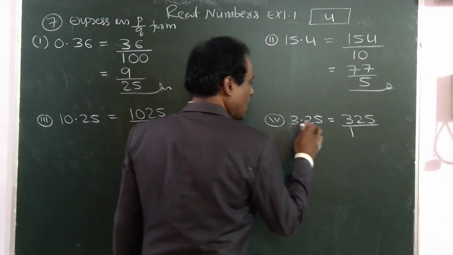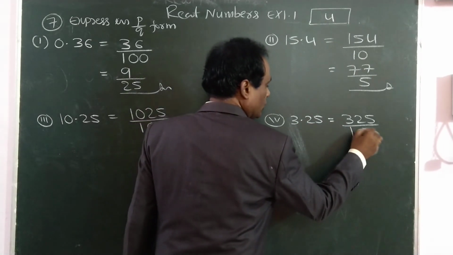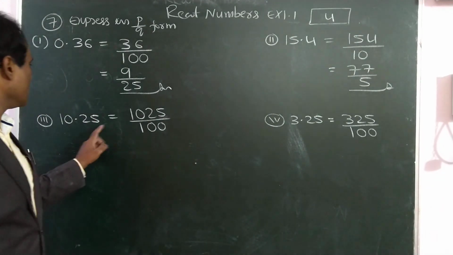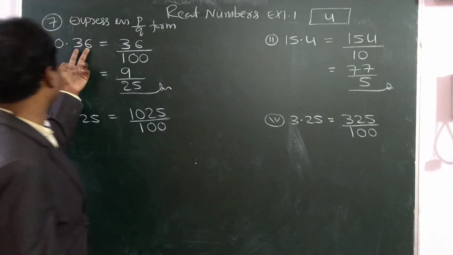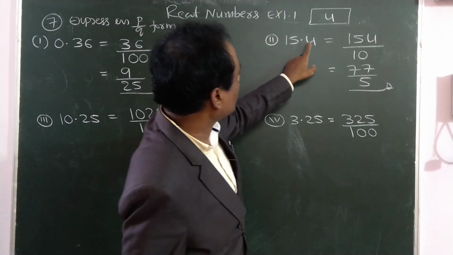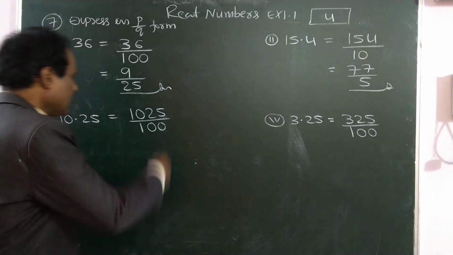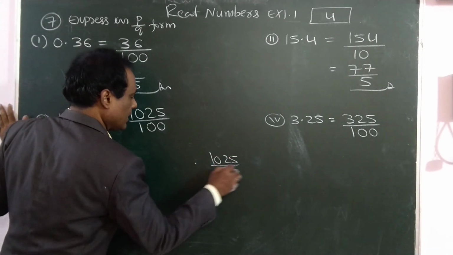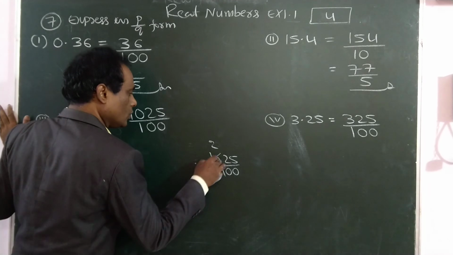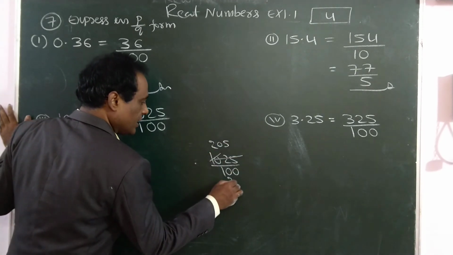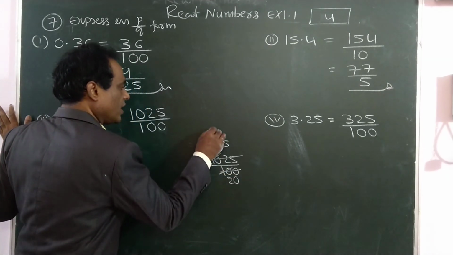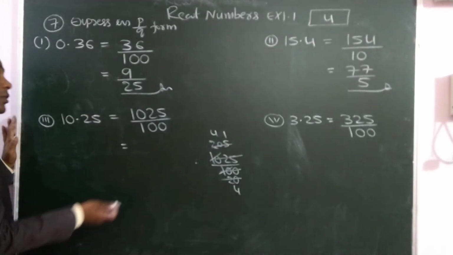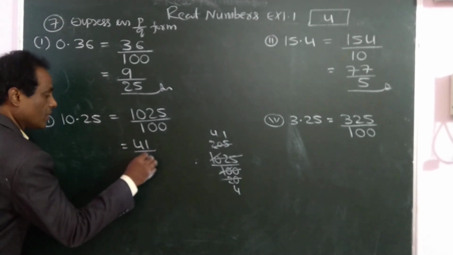325 by 1, after the decimal 2 digits are 2 zeros. Like this. After the decimal 1 digit, so 1 0, like this. Any cancellation? You can simplify this. 1025 by 100, cancel with 5. 5 2s are 10, 5 5s are 25, 5 4s are 20. So finally, cancelling with the 5 table 2 times, 41 by 4 is the answer.